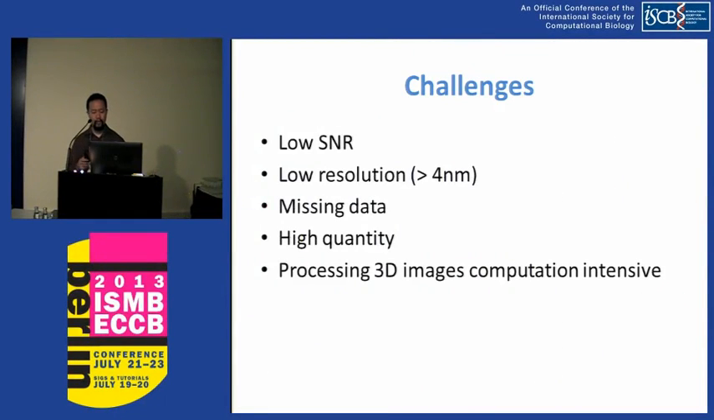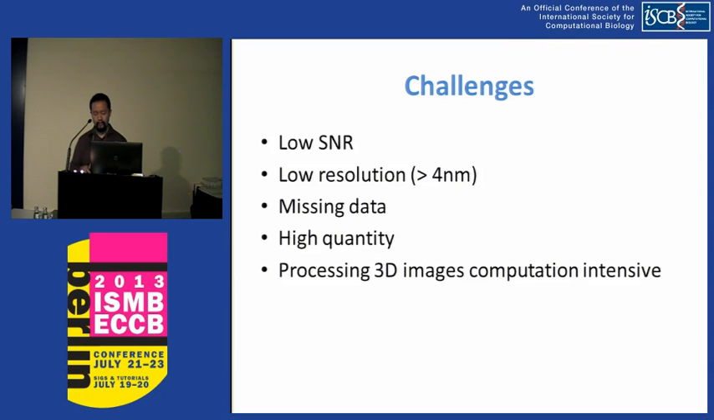However, to achieve such a goal, there are many challenges. First, the data is very noisy and of very low resolution compared to many other structural biology imaging methods. And due to the nature of the imaging process, it has missing data. And nowadays, the acquisition of such tomograms has become highly automated, and we can easily obtain a large amount of these subtomograms.